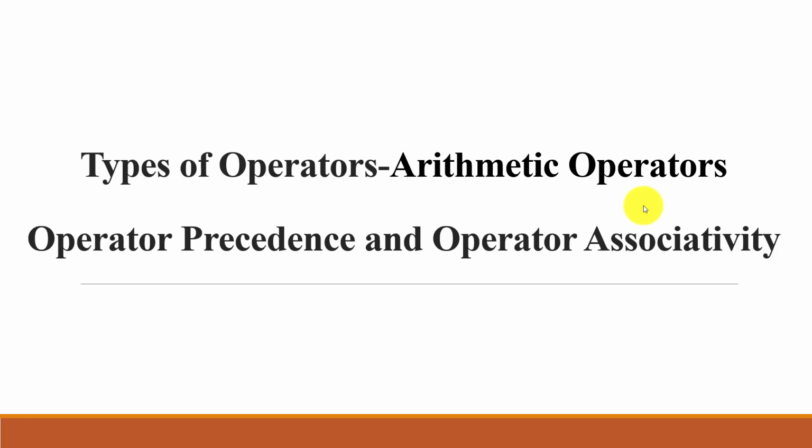Hello friends, in the series of C programming, till now we discussed basic things of C programming, like what is the structure, etc. Now in this video we are going to discuss the types of operator. There are different types of operator present, but here we are going to discuss a specific operator, that is the arithmetical operator, what is meant by operator precedence, what is the table of operator precedence, and what is the operator associativity. So let's start.